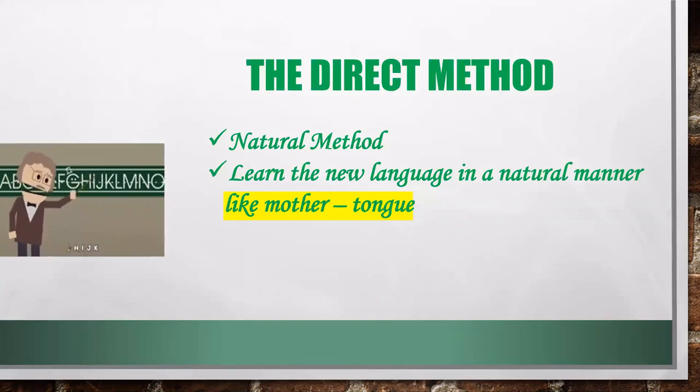Under the natural method, the learners assumed too much similarity in the learning conditions for learning the mother tongue and the foreign language. The direct method came into practice as a solution for the problems confronted by the teachers who used the grammar translation method in their classrooms. This is a method of teaching English directly through English.